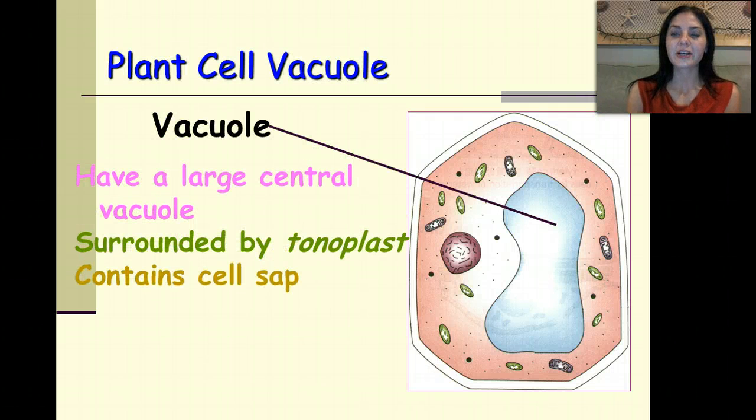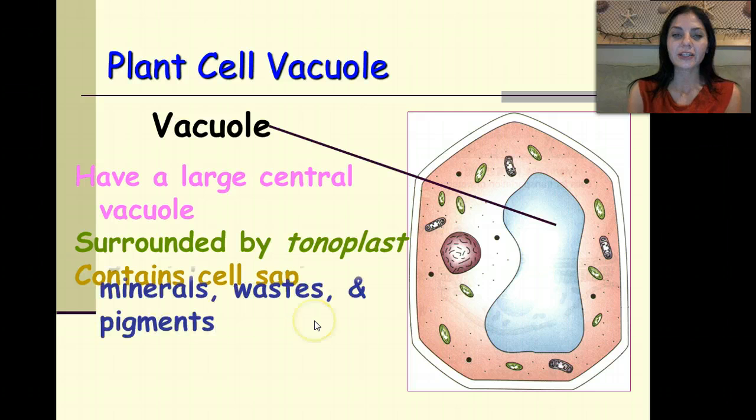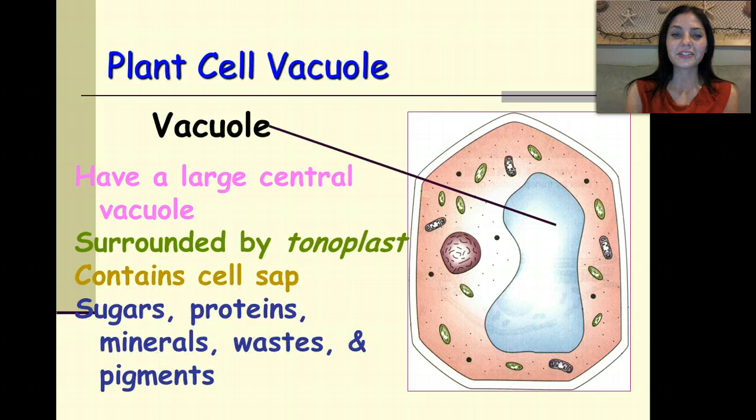So in plant cells, we have this large central vacuole. It is surrounded by a tonoplast. The tonoplast contains cell sap, which consists of sugars, proteins, minerals, wastes, and pigments.